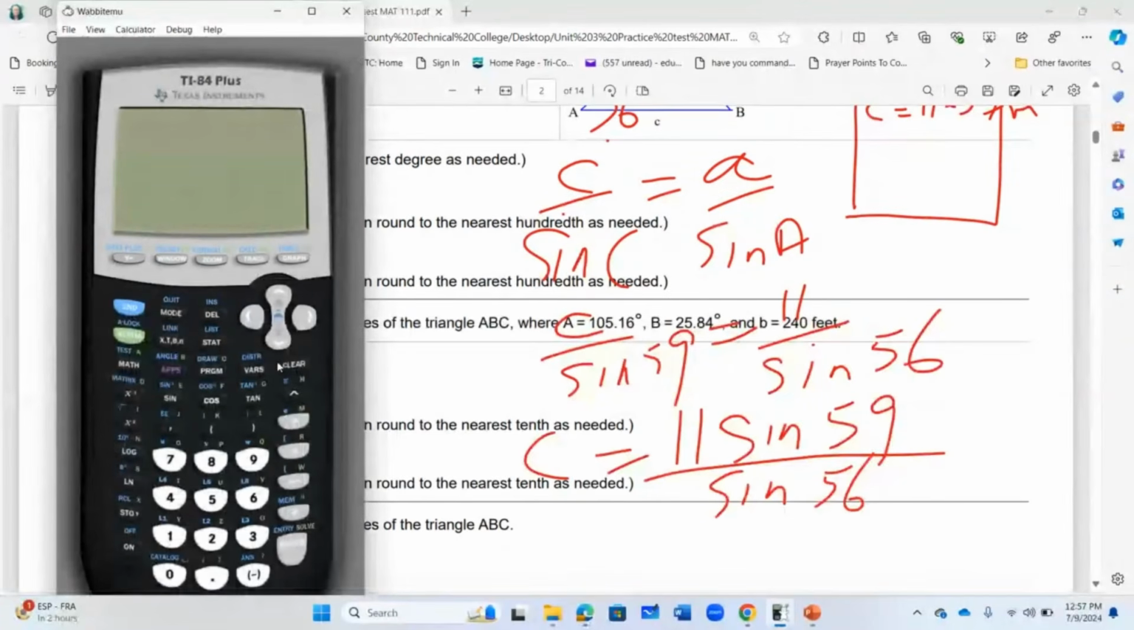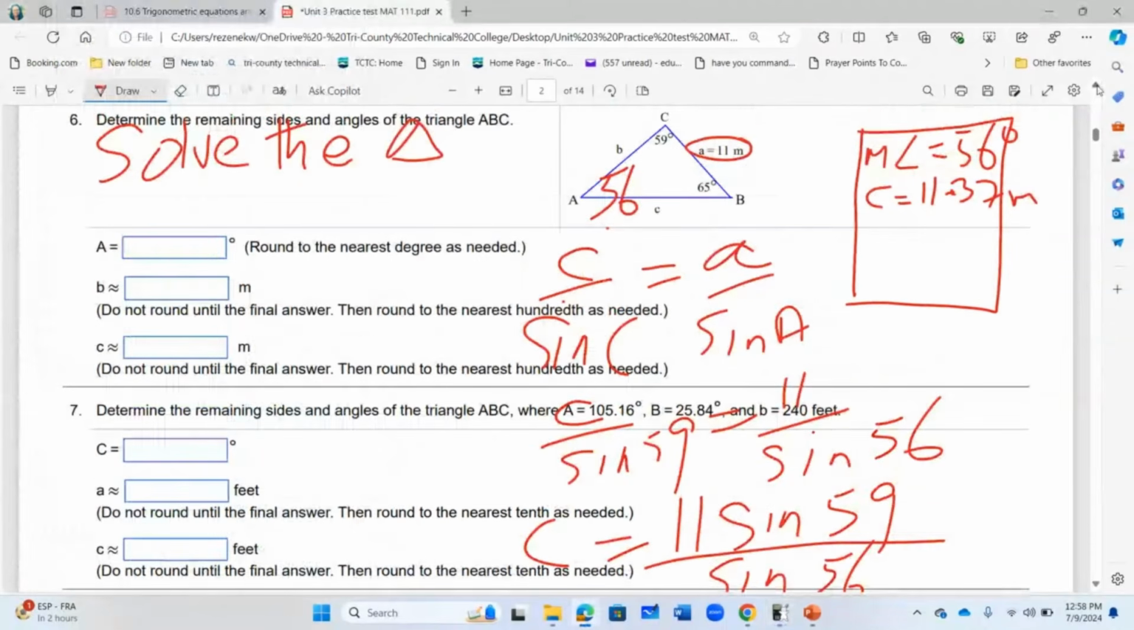So 11 multiply sine 59 degrees, parentheses, hit enter, then divide by sine of 56 degrees, close parentheses, and I'll hit enter. So my answer is approximately 11.37. Let me look. Those two answers look alike. Almost 11.37.